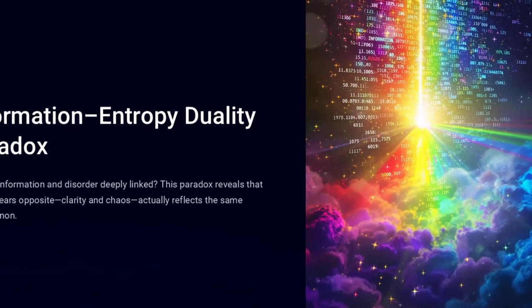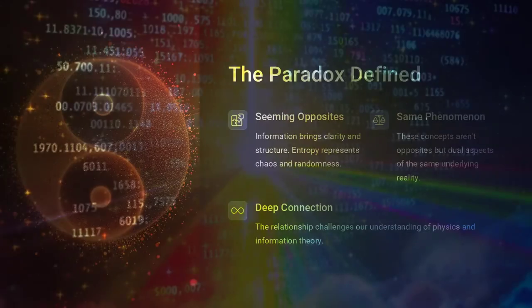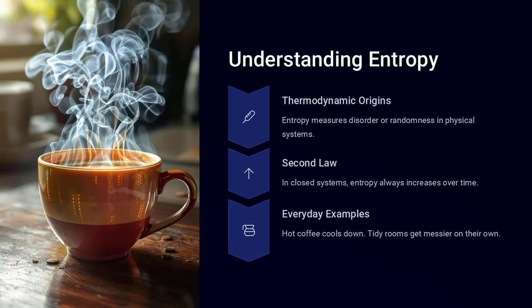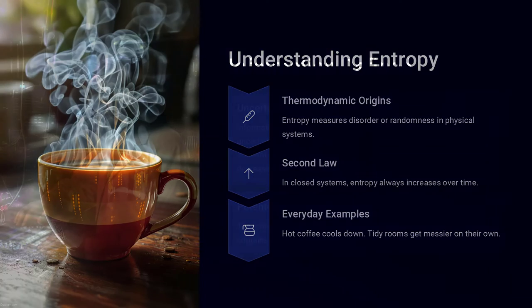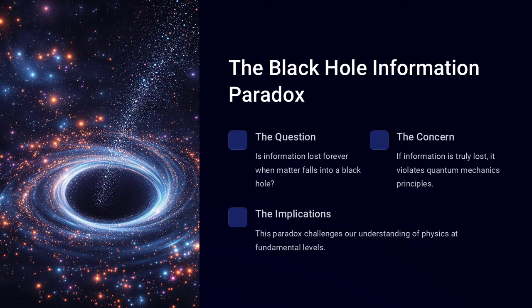The information entropy duality paradox is one of the most fascinating puzzles in both physics and information theory. At first glance, information and entropy seem like complete opposites. Information brings clarity, structure, and meaning. Entropy, on the other hand, is associated with chaos, randomness, and loss of usable energy. So how is it possible that these two ideas, order and disorder, are not only connected but actually reflect the same underlying phenomenon? To understand this, let's start with entropy as defined in physics.